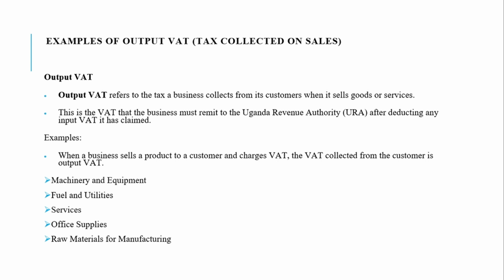This is the VAT that the business must remit to the Uganda Revenue Authority after deducting any input VAT that it has claimed. So before paying VAT to URA, they must subtract the input VAT. So output VAT is what is actually supposed to be paid to URA, but it is after subtracting the input VAT. So examples of output VAT, it can be when a business sells a product to a customer and they charge VAT. So the VAT collected from the customer is what we call the output VAT.